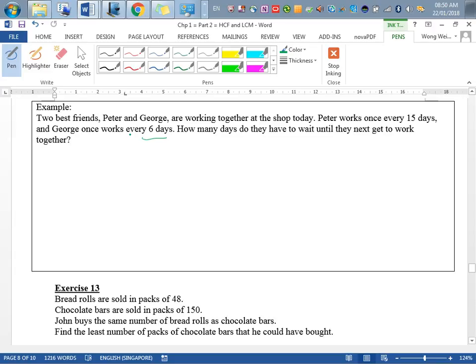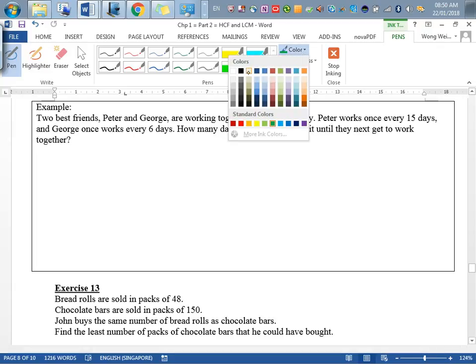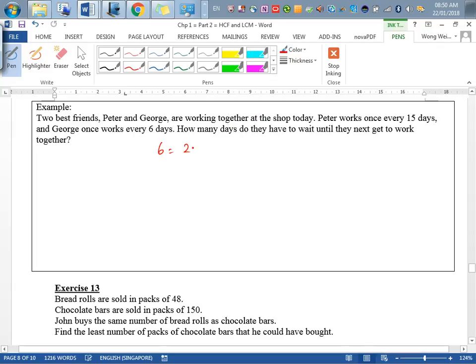We are trying to find the lowest common multiple over here. Okay? So 6 equals to 2 times 3, and 15 equals to 3 times 5. So LCM, okay, this gives me 30. Number of days equals to 30.